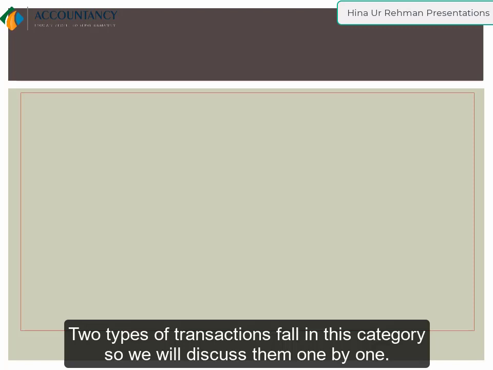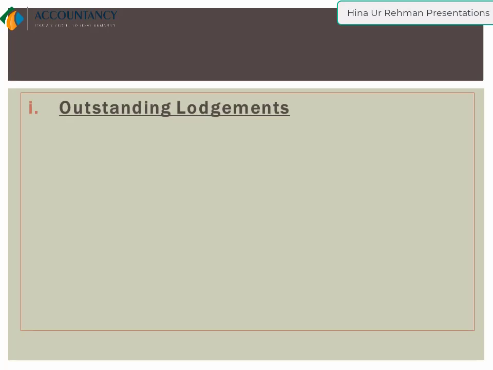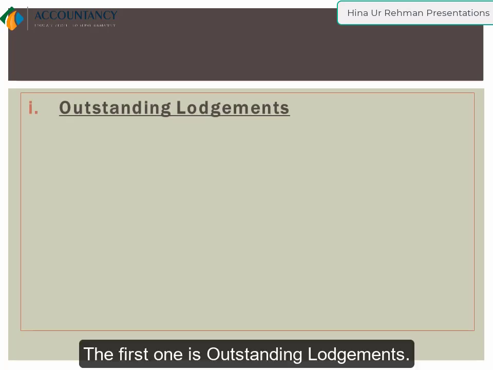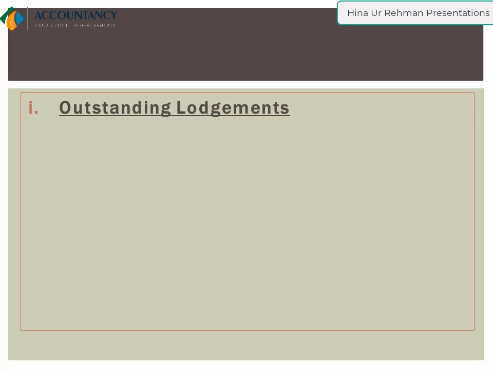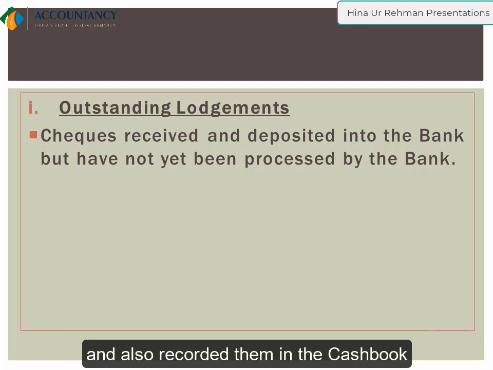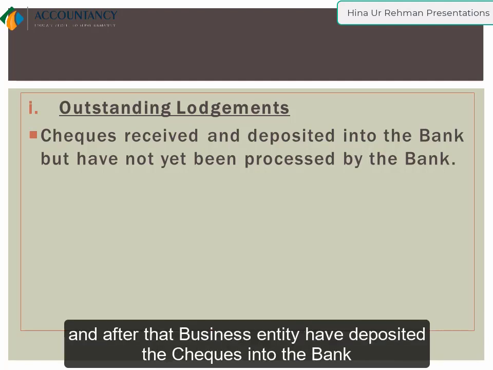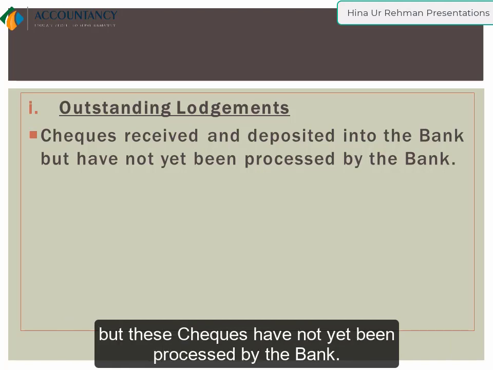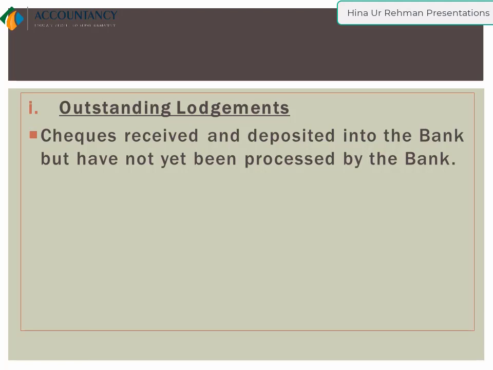Two types of transactions fall in this category, so we will discuss them one by one. The first one is outstanding lodgements. This means that the business has received checks from customers and also recorded them in the cash book, and after that the business entity has deposited the checks into the bank, but these checks have not yet been processed by the bank.